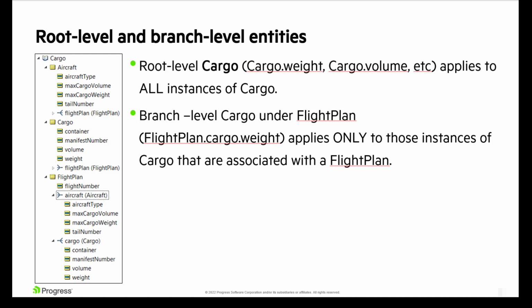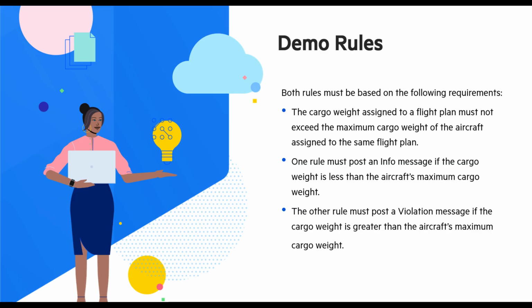Whether you use a term from a top-level or a branch-level entity depends on the scope of the rule that you want to model. Let's look at a detailed example. Let's assume that the transportation company creates a flight plan. It assigns a cargo container and an aircraft to the flight plan and wants to model a rule that throws a violation message if the cargo weight exceeds the maximum cargo weight of the aircraft assigned to that flight plan.